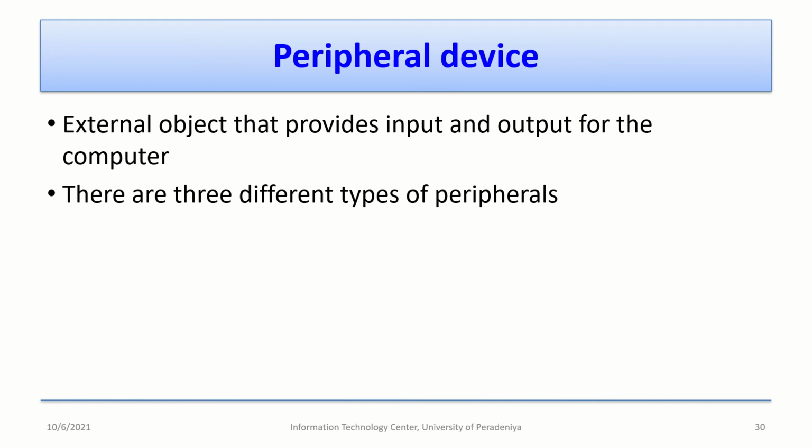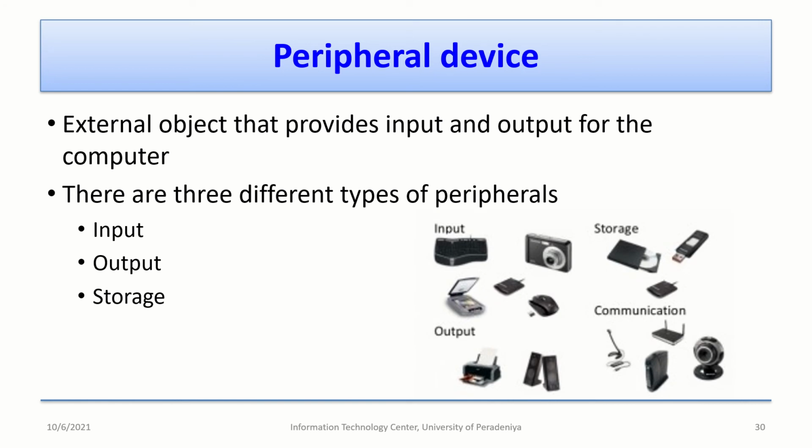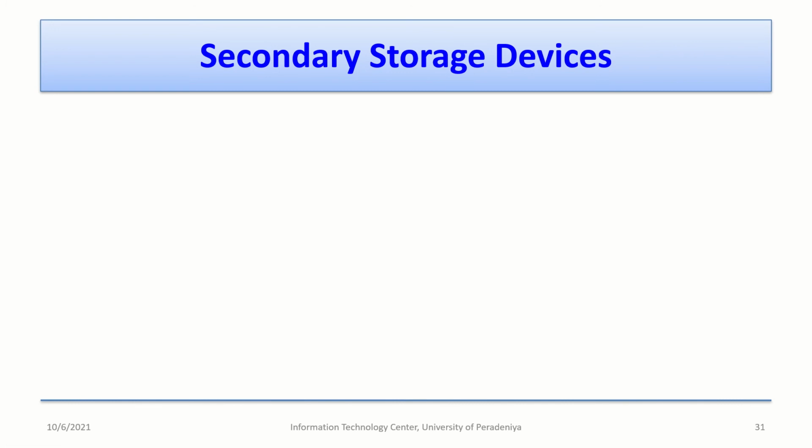So there are three different types of peripherals. We call them input, output, and storage, right? Input devices, output devices, and storage devices are the main peripheral devices. Okay, let's take input, output, and storage devices. Before that, first of all we consider the secondary storage devices. What are the secondary storage devices that we have?